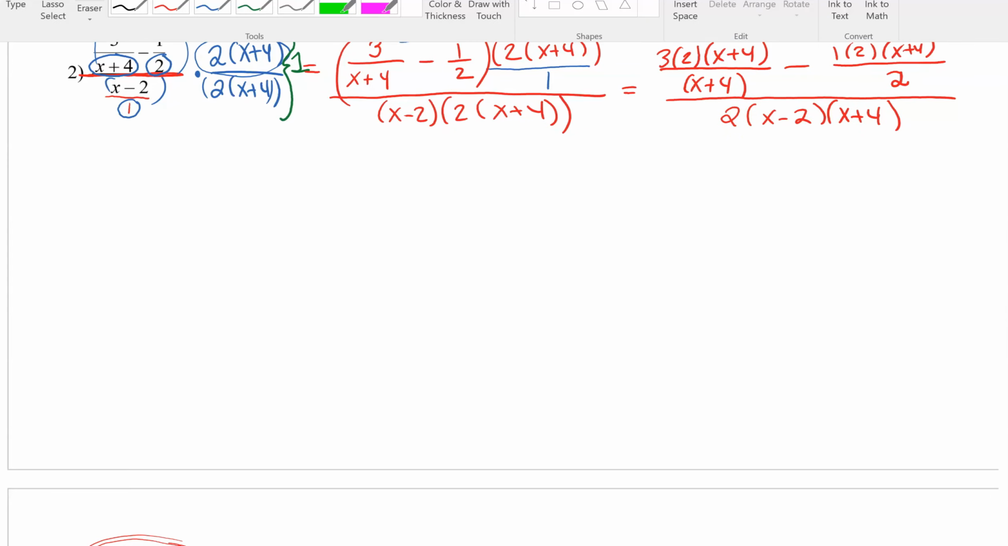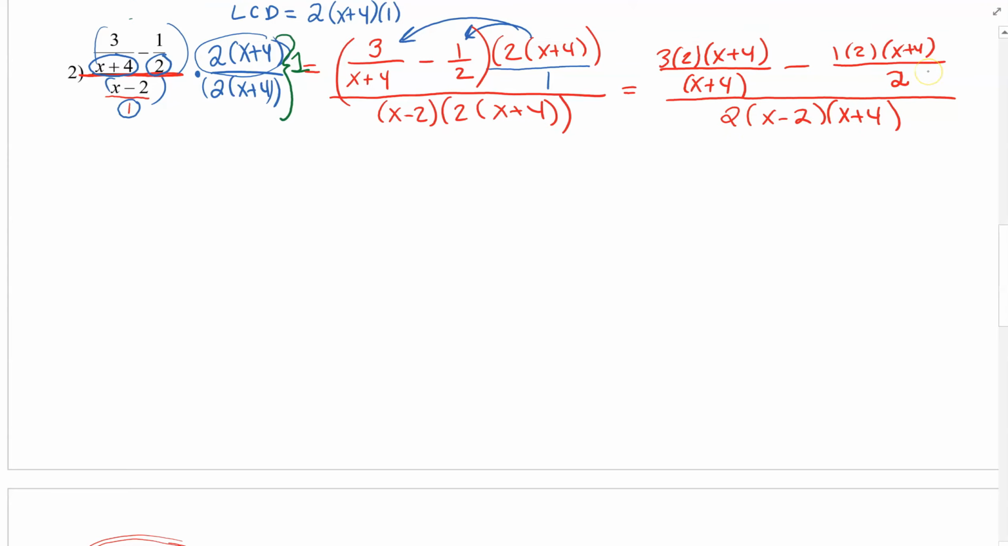And then what I notice is that all of the fractions that were originally in the numerator are going to go away, because the x plus 4 is going to cancel here and the 2 is going to cancel there. And so in the numerator, I will just have 6, right? 3 times 2 is 6 over 1, so that's just 6, minus x plus 4 over 1. And I don't need to write over 1 because that won't change the value. So basically, I just end up with 6 minus x plus 4 in the numerator, all over these 3 factors, 2 times x minus 2 times x plus 4.